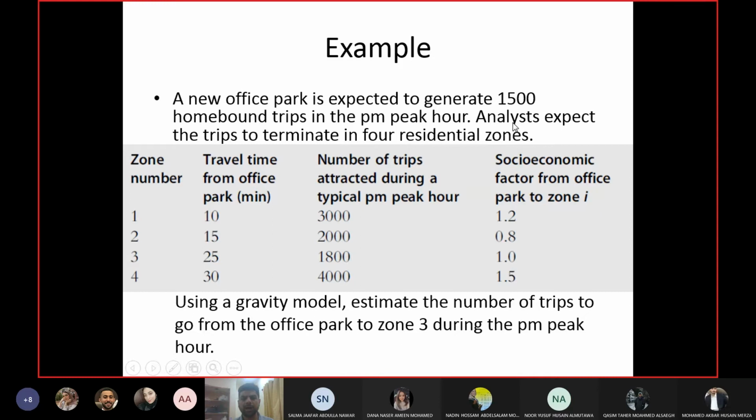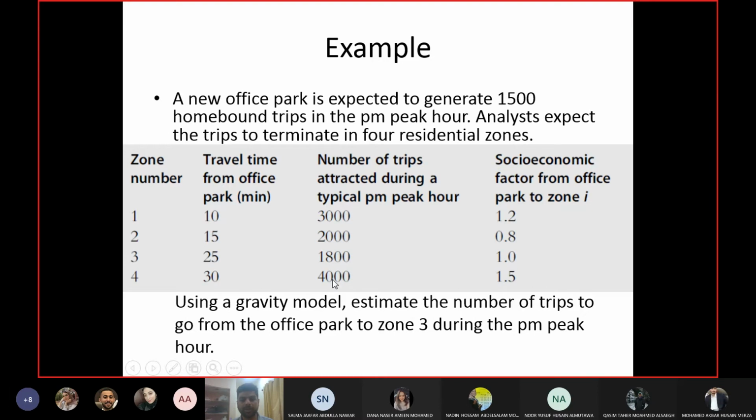So I have to estimate. The number of trips coming out of zone 1 is 3000, the number of trips coming out of zone 2 is 2000, and 1800 for zone 3 and 4000 for zone 4.